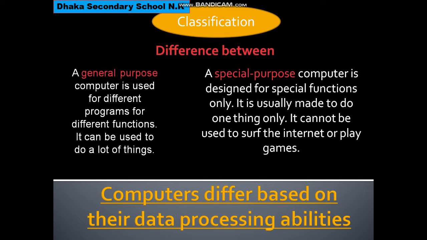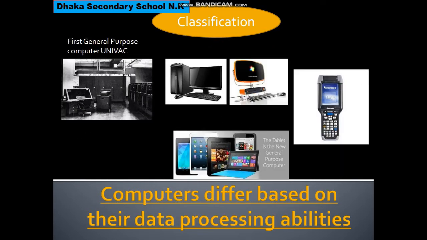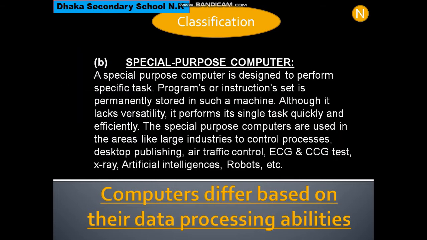A special purpose computer is designed for a special function only. It is usually made to do one thing only. It cannot be used to surf the internet or play games. These are the general purpose computers. Special purpose computer is designed to perform specific tasks.